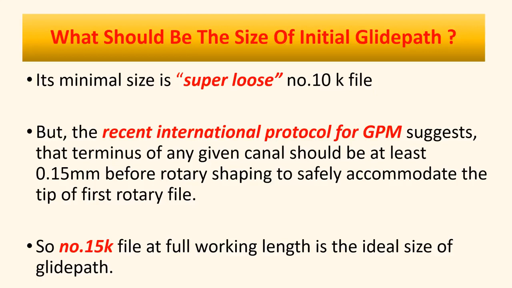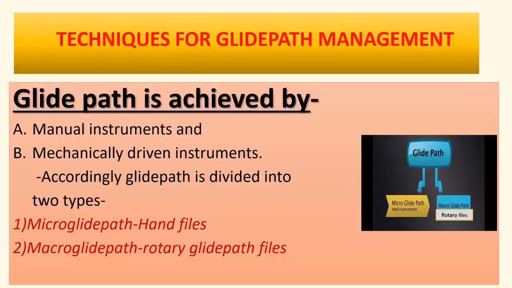Now coming to the techniques of glide path preparation. Glide path is achieved by manual instruments, that means hand files, and mechanically driven instruments, that is rotary files. Accordingly, glide path is divided into two types: micro glide path, which is done by the hand files, and macro glide path, which is done by the rotary glide path files.